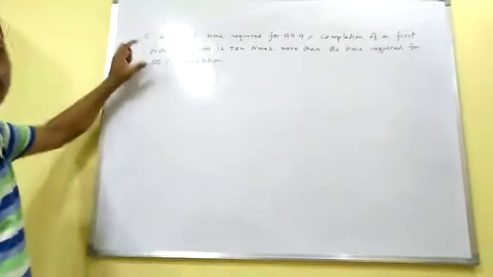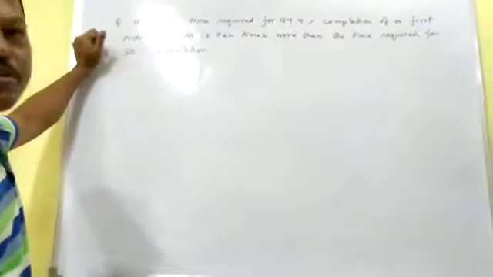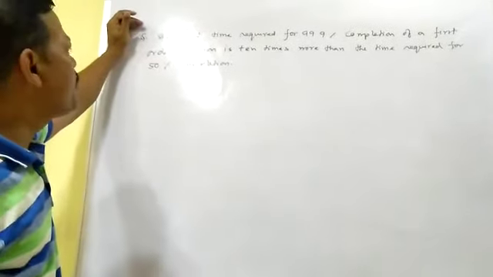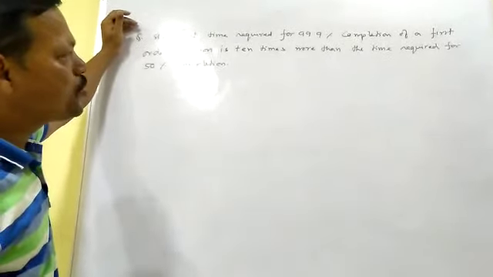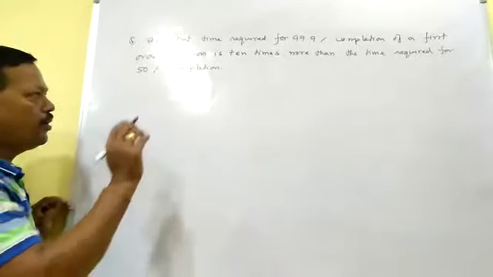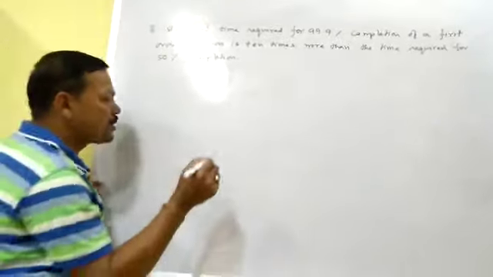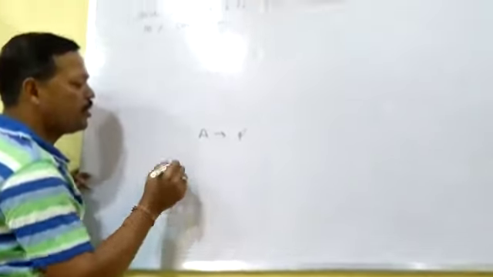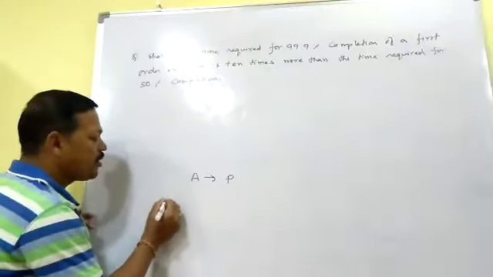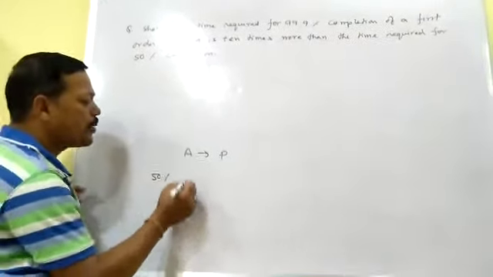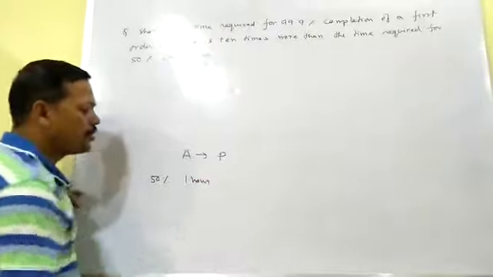Okay, now this is one of the numericals based on first order reaction. The question is: the time required for 99% completion of a first order reaction is 10 times more than the time required for 50% completion. So what is the meaning of this? Suppose this is a first order reaction, A is the reactant, P is the product. For the completion of 50%, suppose the time required is 1 hour.